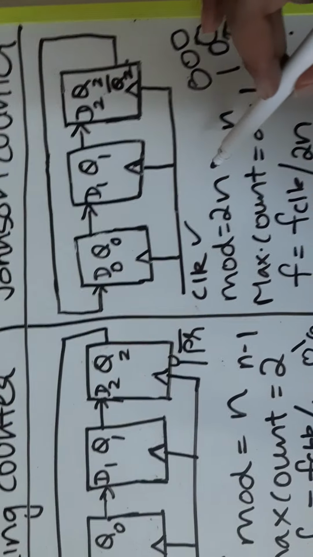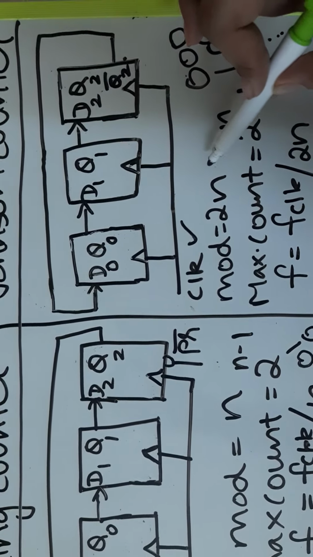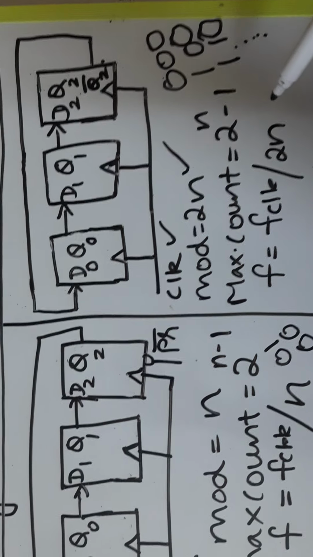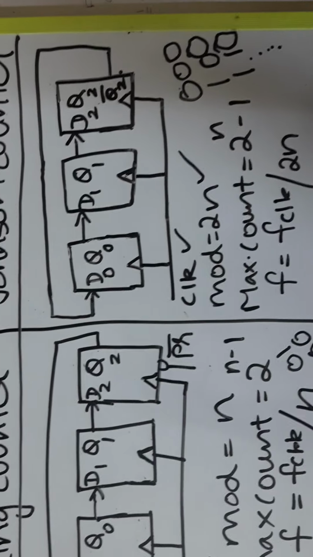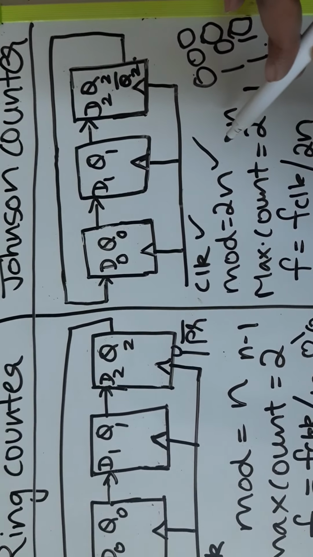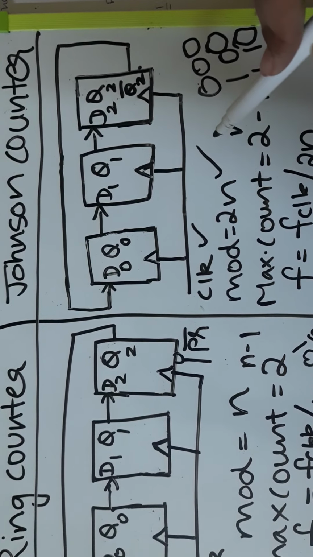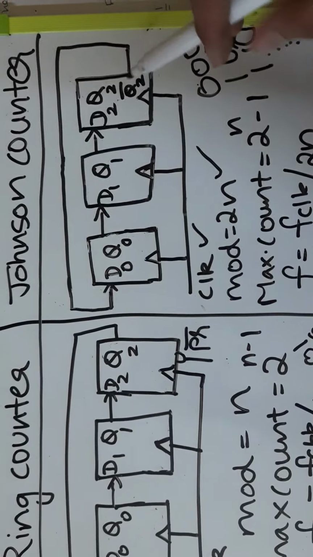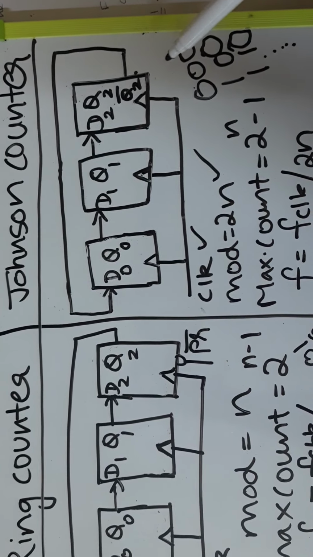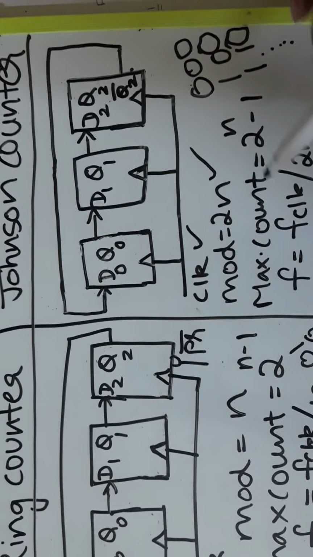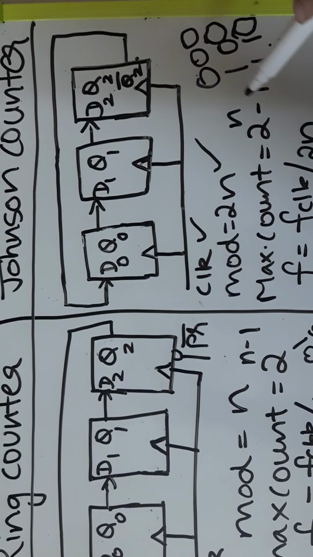Now for the Johnson counter, the mod value is 2n. Again here n is the number of bits. So for example, if it's a 3-bit counter, the maximum value will be 2 into 3, which is 6. For mod, that is 6 possible states will be the modulus number, and maximum count will be 2 to the power of n minus 1.